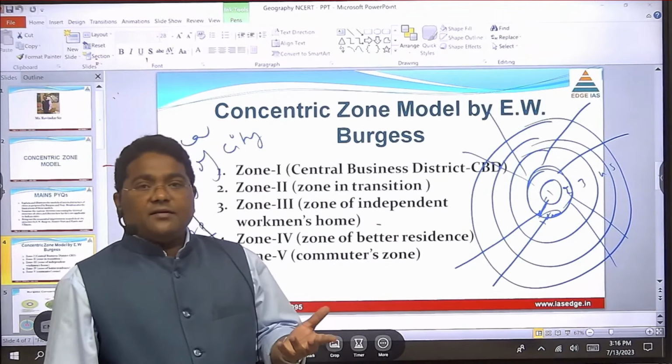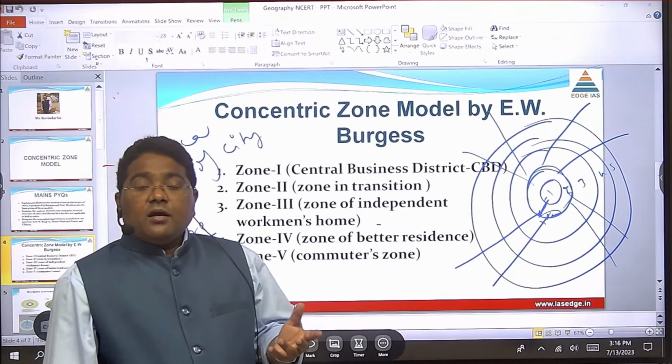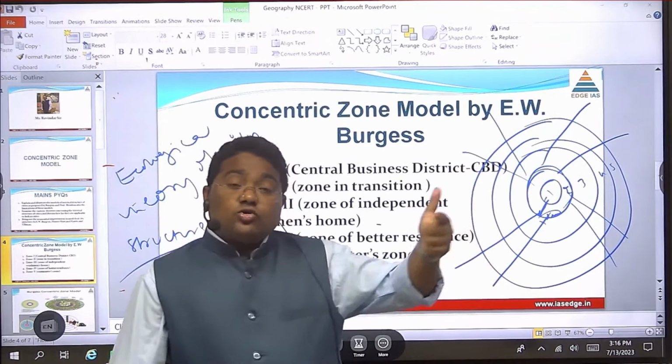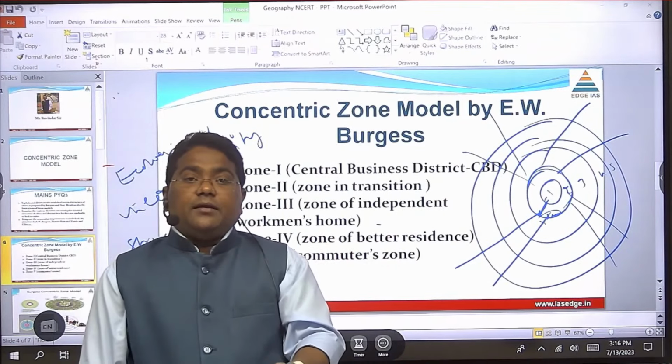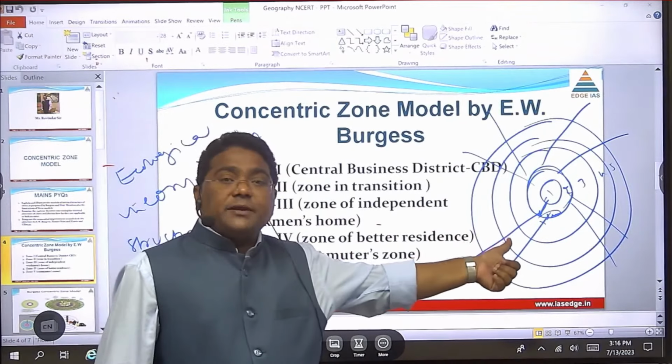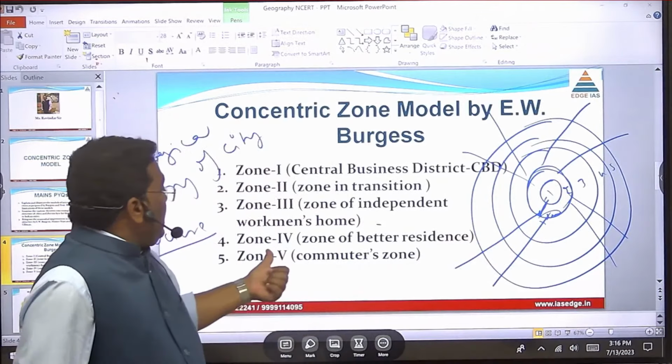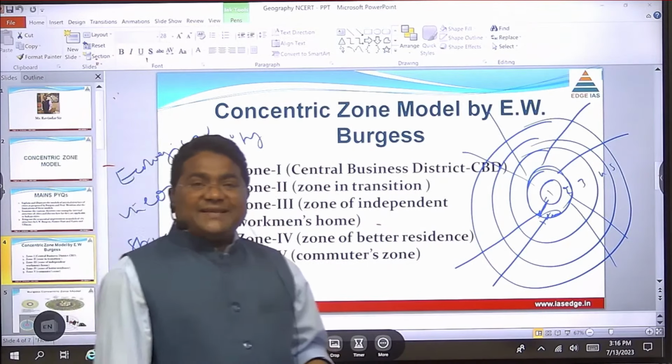Try to understand. The author said that zone 2 people are buying and constructing on land in zone 3. So here it is very difficult to explain, right? Then zone 4, better residence.